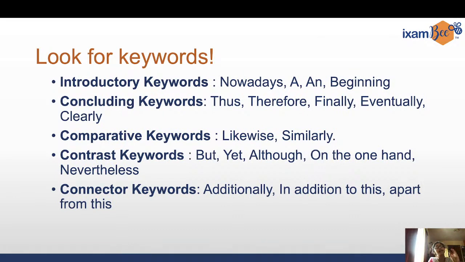Now there are words that create a pair. It can be a contrasting pair, or a comparative pair. Here we use words like likewise, similarly, yet, although, on the other hand, and the last one is connected, so additionally, in addition to this. The moment you see additionally, try to find out the sister sentence or the twin sentence, and you can form a pair, and you know they will go together.